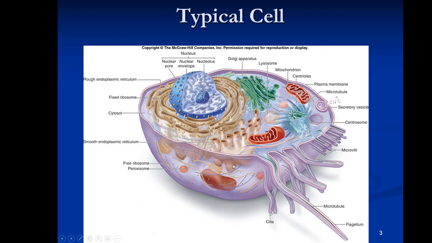So this is a picture of what we might call a typical cell or a normal cell, even though there probably is no cell that looks exactly like this. But it has all of the characteristics that you'll see in many cells. The big things I want to point out here are that there's a barrier going around it. This is called the cell membrane or plasma membrane, sometimes called the plasmalemma. And then there's a control center in the middle. This is called the nucleus. And then there's all this stuff in between, which is called the cytoplasm.